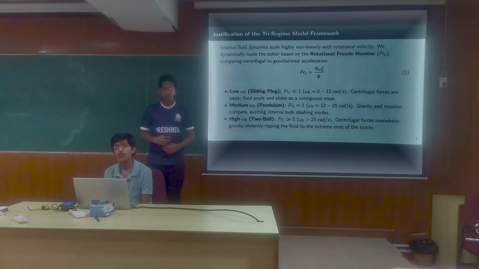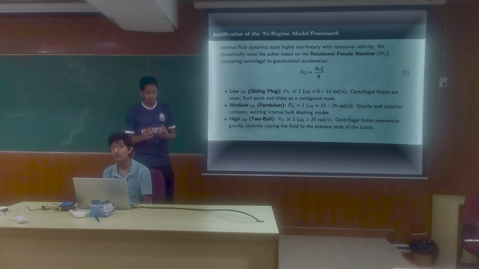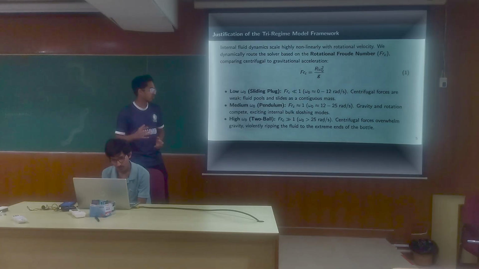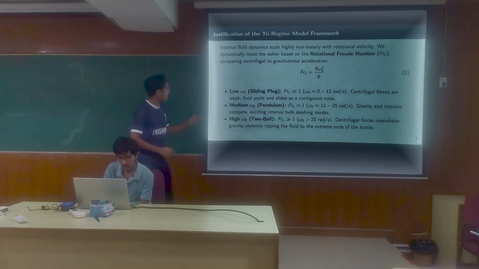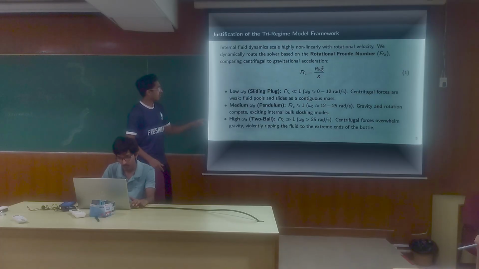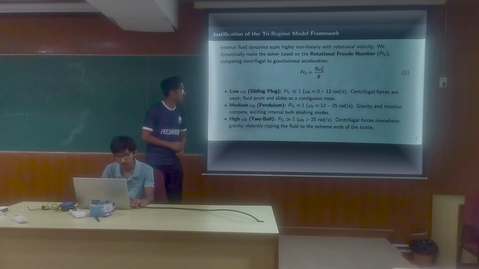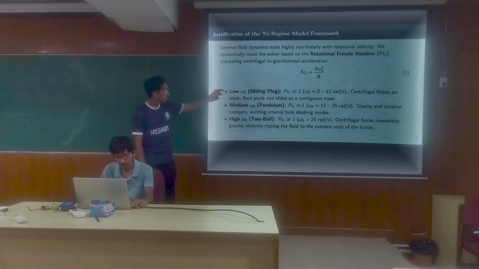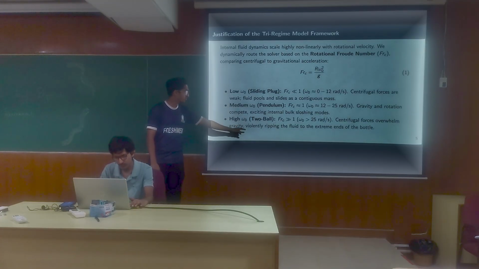And for higher angular velocities, we are using the tennis ball model, which means there's a fixed wall or mass at the bottom and a movable mass at the top. So they are trying to see the water splitting into parts. We can justify this using rotational fluid number, which is R omega naught squared by G. If this value is very low, then use the sliding plug model. If this is in medium range, the pendulum model. Otherwise, use the tennis ball model. These are the ranges of the angular velocities.